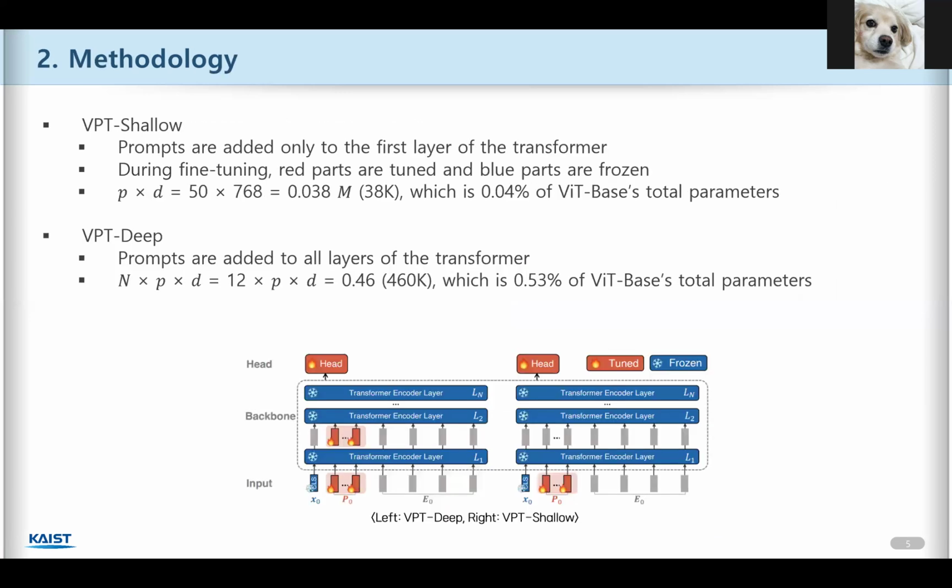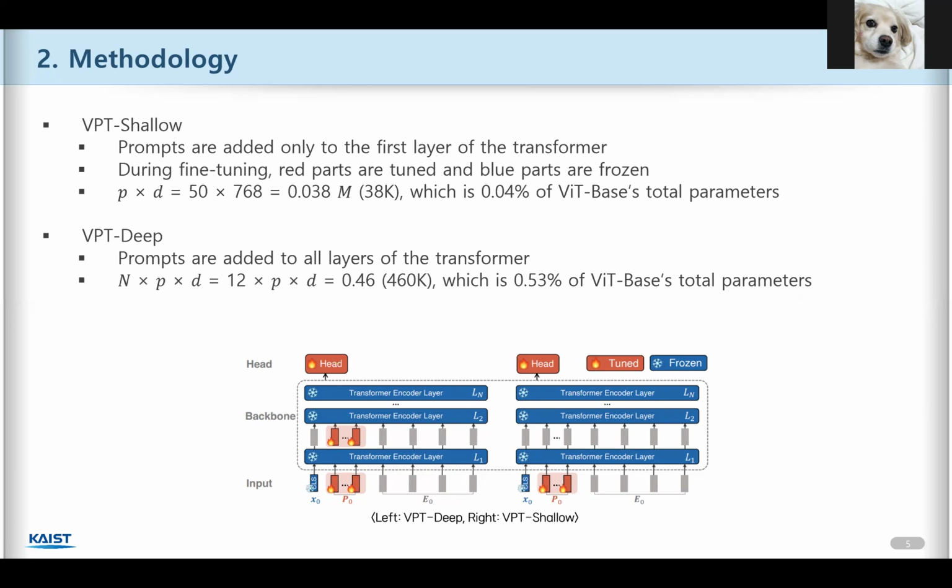The paper proposes two VPT-based fine-tuning methods. The first is VPT shallow, which inserts prompts only into the first transformer layer. In the figure, red indicates trainable parts and blue indicates frozen parts. In VPT shallow, only 38,000 parameters are trained, just 0.04% of ViT base parameters.